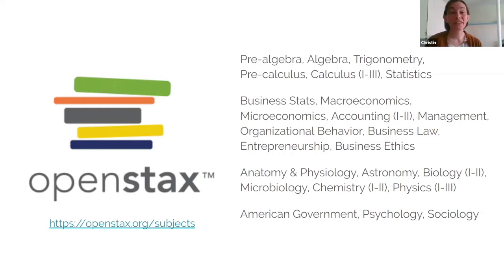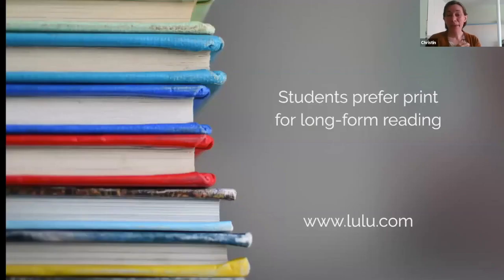But yeah, so these OER are actually really easy to find in print. You can go on Amazon and find print copies of OpenStax books. And I think that matters because students definitely still have a preference for print for long form reading. So for book length materials, we hear it in the library at the reference desk all the time.